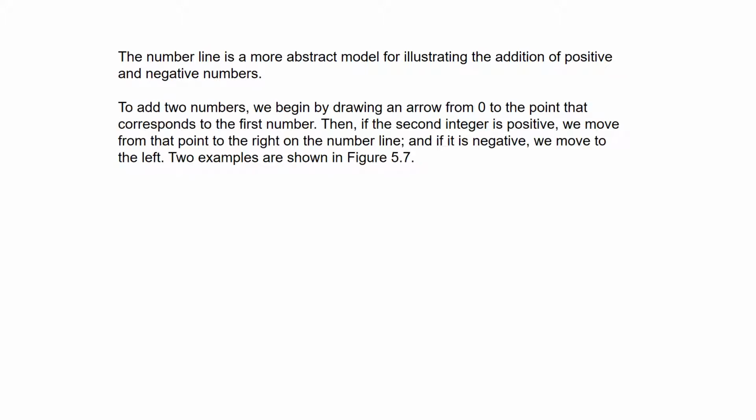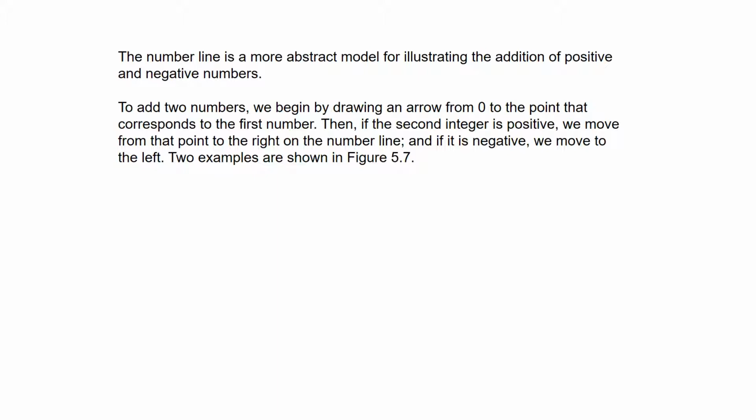Now you can use a number line to be a more abstract model for illustrating the addition of positive and negative numbers, and actually this is the way I learned when I was in school. So when you're going to add numbers, you begin by drawing an arrow from 0, like you start out with 0 set, and then put in the negative red or the positive black chips, as many as you need to.